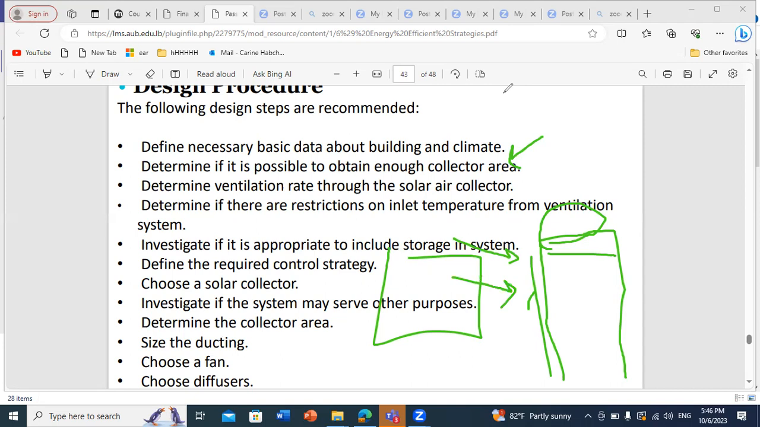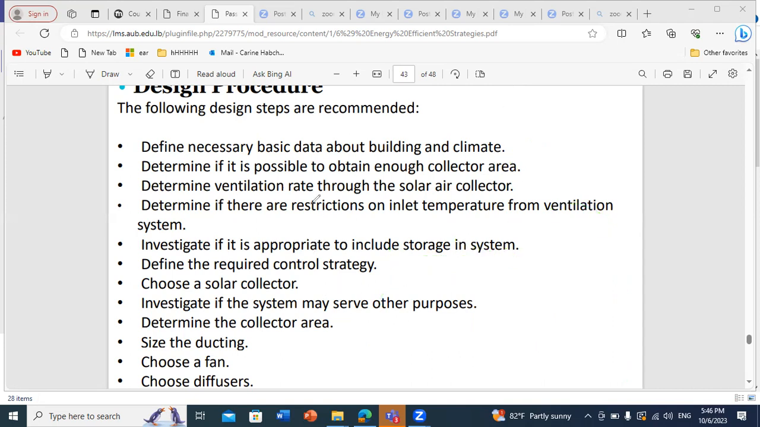Sometimes, let's say if you use air heating, which is the system we discussed before, you need to see if there is a certain maximum temperature you can reach. So you should avoid having an inlet temperature that is larger than needed, or in case you have a cooling application, you should not go below a certain temperature. So you should know what the limits are for the temperatures that you should supply.